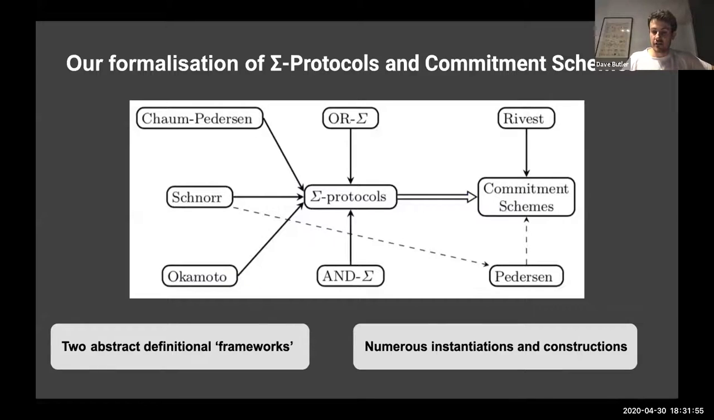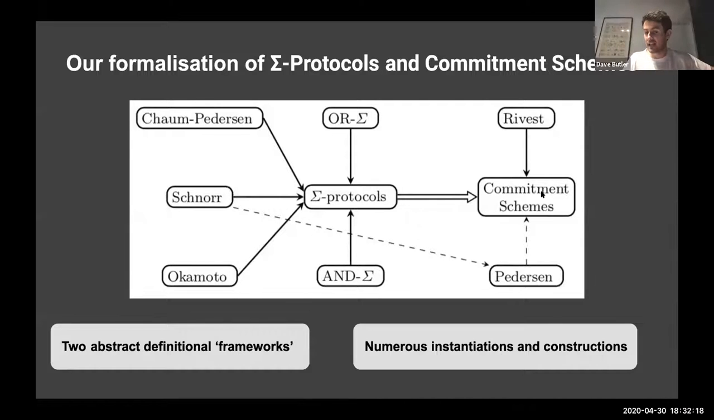So finally, on a semi-technical point, I just want to overview the actual work that we do here. We define sigma protocols, and we define commitment schemes and their properties, and then prove a few instantiations and constructions. So we prove some sigma protocols with respect to our sigma protocol definition, and we prove some commitment schemes secure with respect to these definitions.